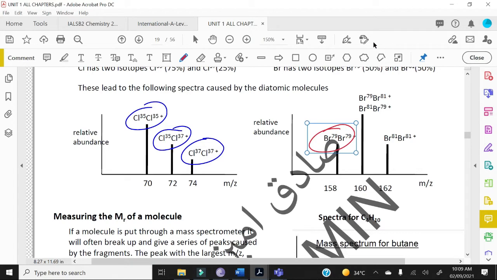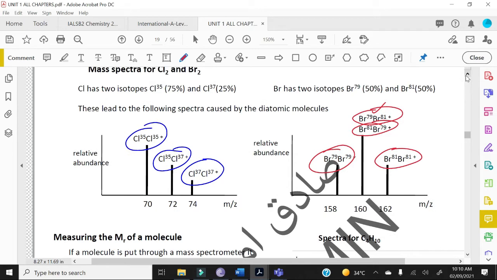Bromine is having two isotopes, 81 and 79. Now you can see you can get two of the top isotopes, 79, 81, and then 81, 79. And this one, 81, 81. Keep this in your mind that these two isotopes of bromine are having a 50-50 ratio. Okay, 50-50 means 1 by 2.